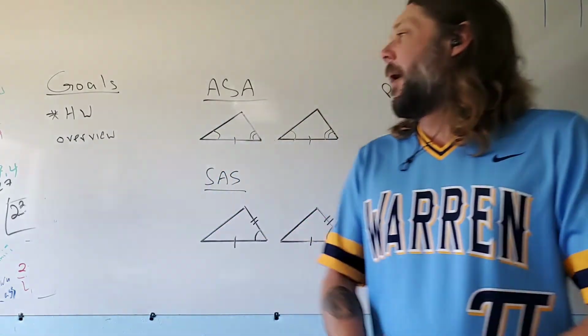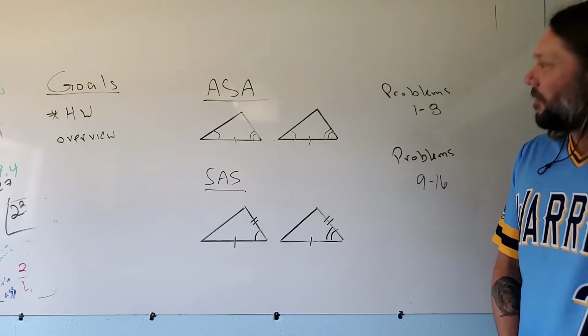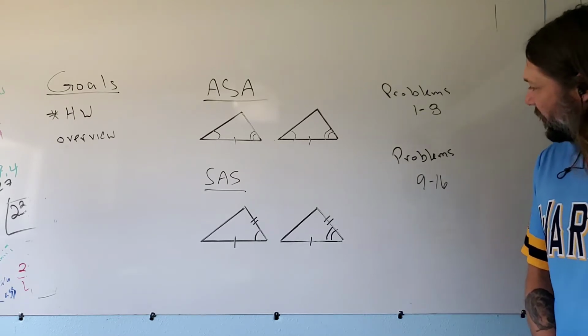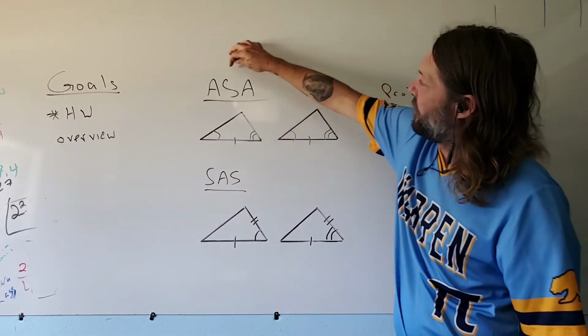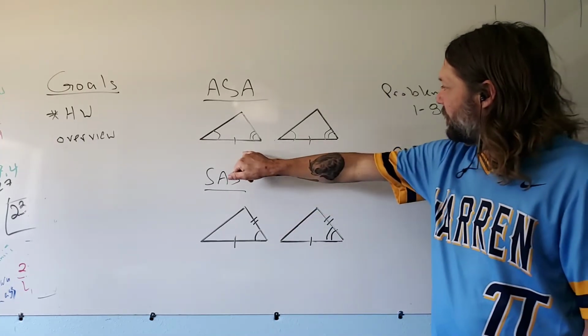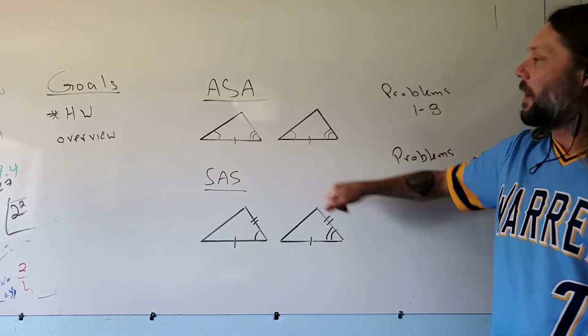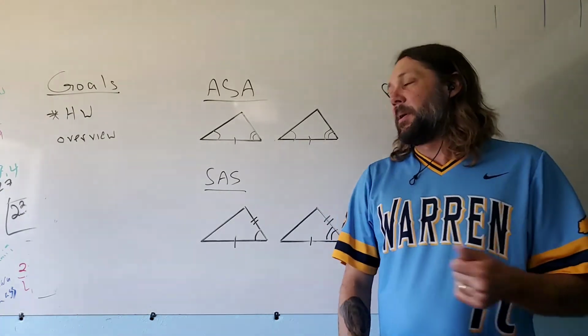Okay, so as it stands right now, we have two ways to determine if we have congruent triangles. I have angle, side, angle, or ASA. And if my two triangles have this congruent pattern, I can say my triangles are congruent, which means that they're the same size and same shape.